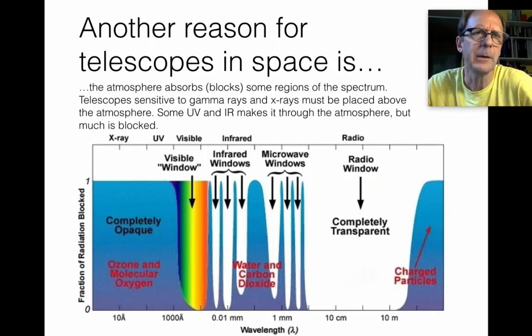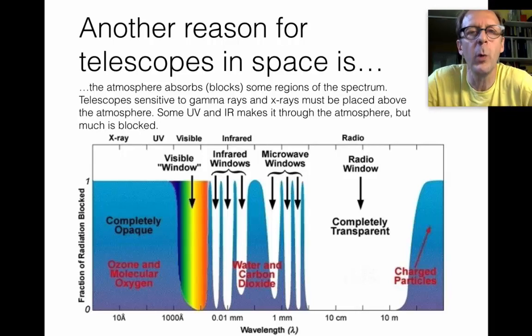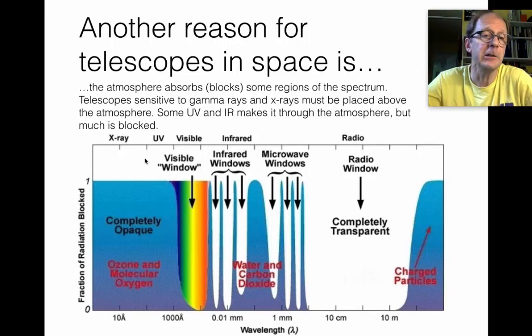Oh, I forgot. Here's another reason for putting telescopes in space before we get to adaptive optics: the Earth's atmosphere is not transparent to all wavelengths of light. It's transparent to visible light. This graph here is the fraction of light that is blocked as a function of wavelength. At the top here are the different parts of the electromagnetic spectrum. The wavelength here at the bottom is in angstroms. An angstrom is 1/10 of a nanometer.